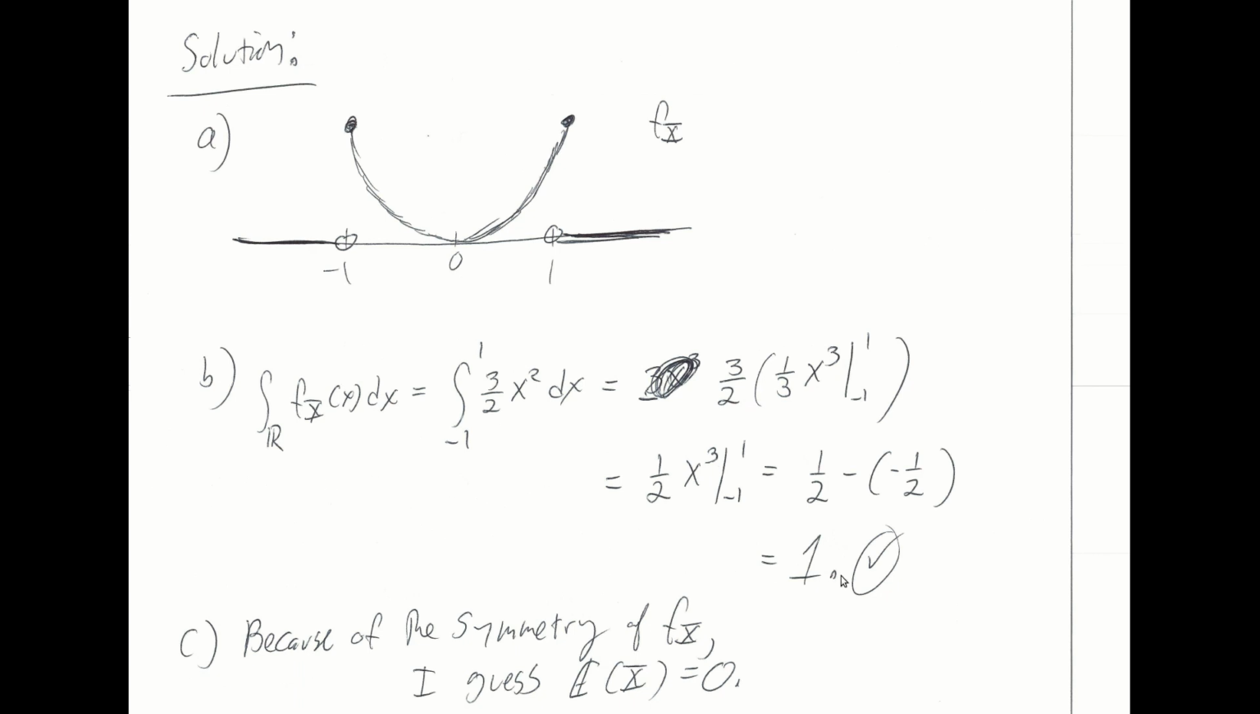It at least satisfies this property that a PDF should satisfy, that they integrate to 1. The total probabilistic mass associated with any random variable should always be 1. Now we are to guess what the expected value would be.